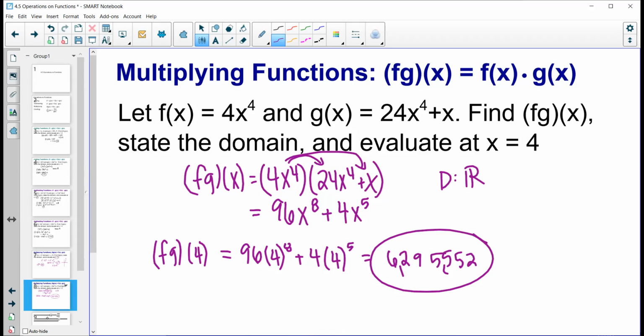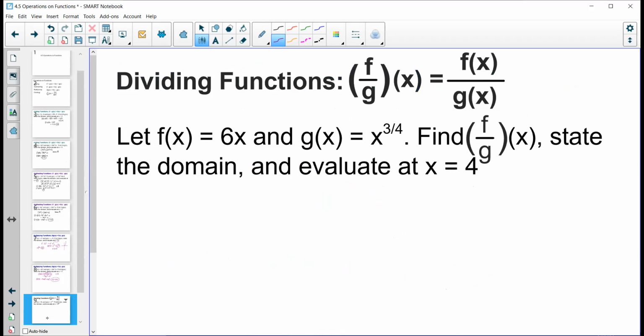Okay, now we're going to look at 2 last examples. In both cases, we are dividing our functions. And so that's where we take f divided by g of x.